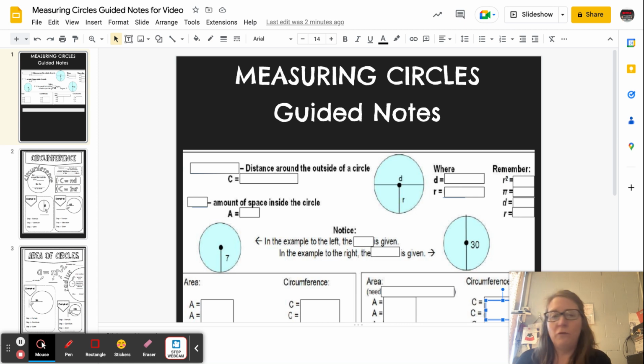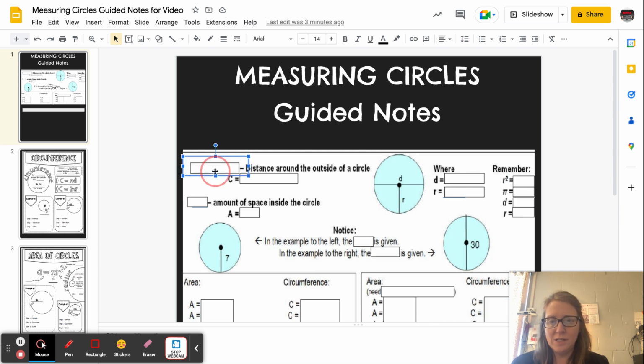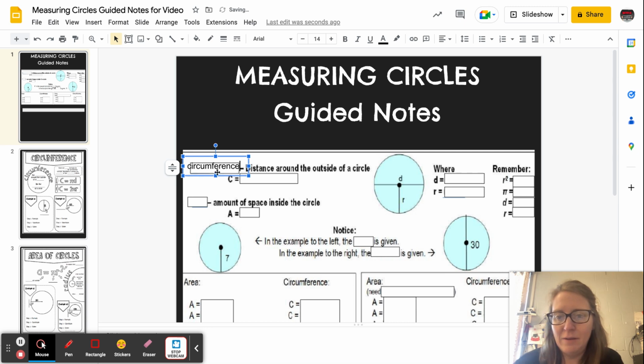Okay, so for measuring circles, the main things that we need to know how to do are circumference and area. But in order to do circumference and area, you also need to have the radius and the diameter. So we're going to go over a few words. The first word here is the distance around the outside of the circle, and that's the circumference. So put that in. Circumference is the distance around the outside of the circle.